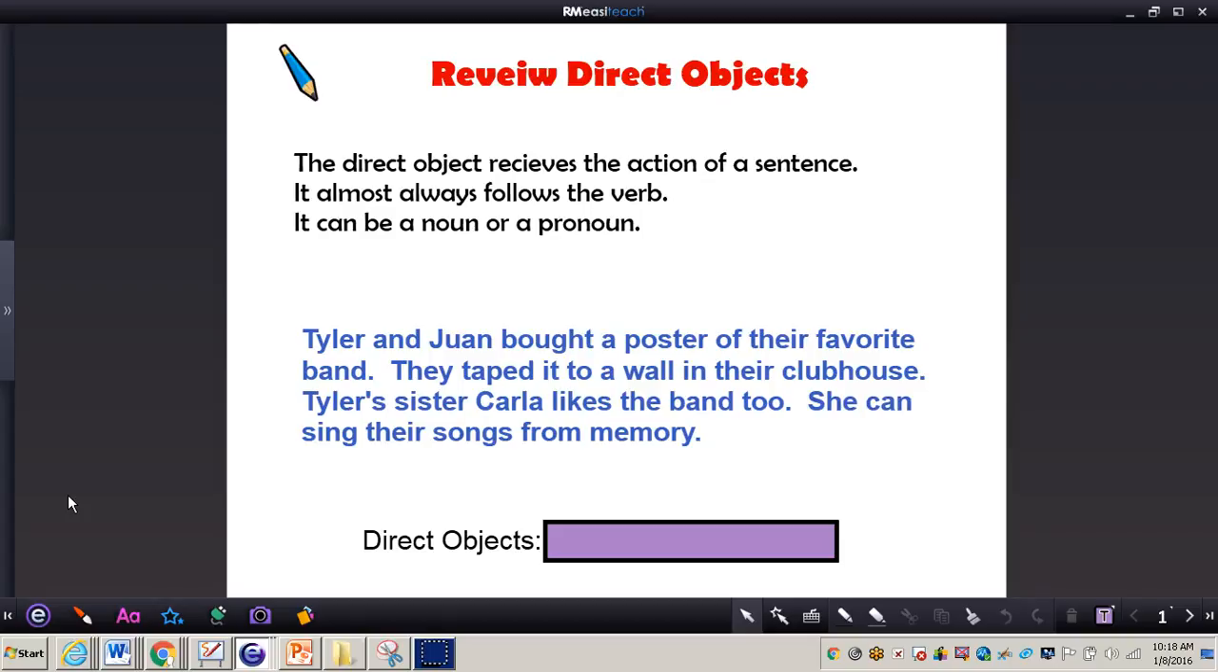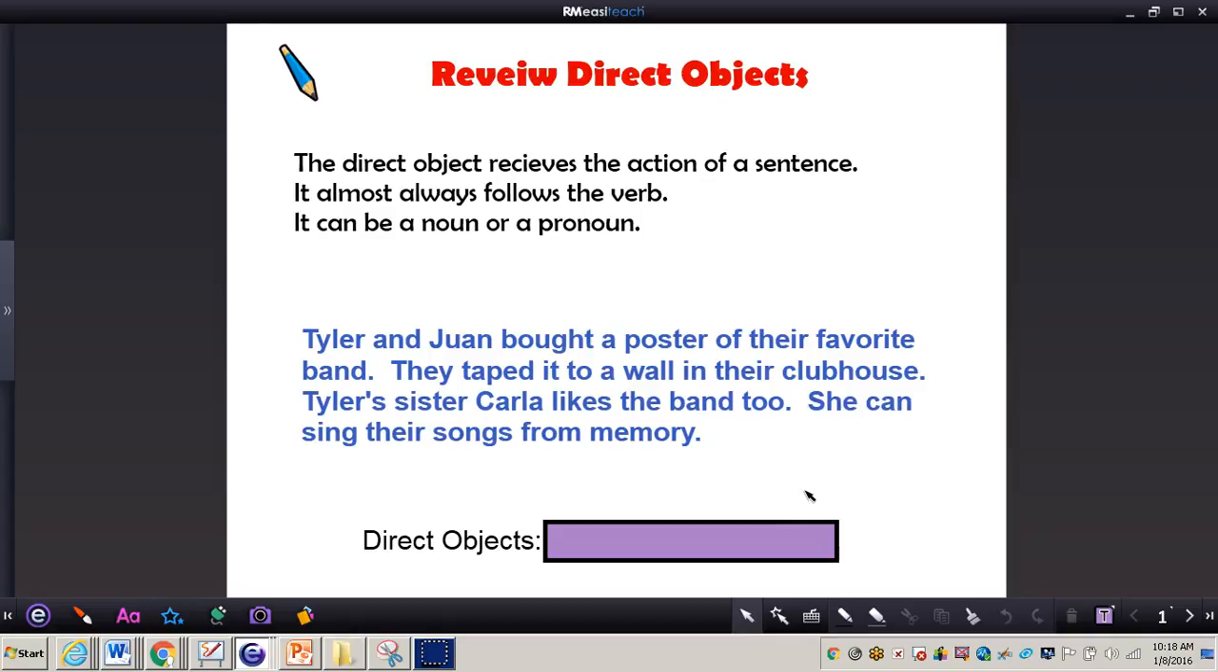It says the direct object receives the action of a sentence. And I want you to write it almost always follows the verb, and it also can be a noun or a pronoun. Now, I want you to take a look at my paragraph that I have up on the screen.